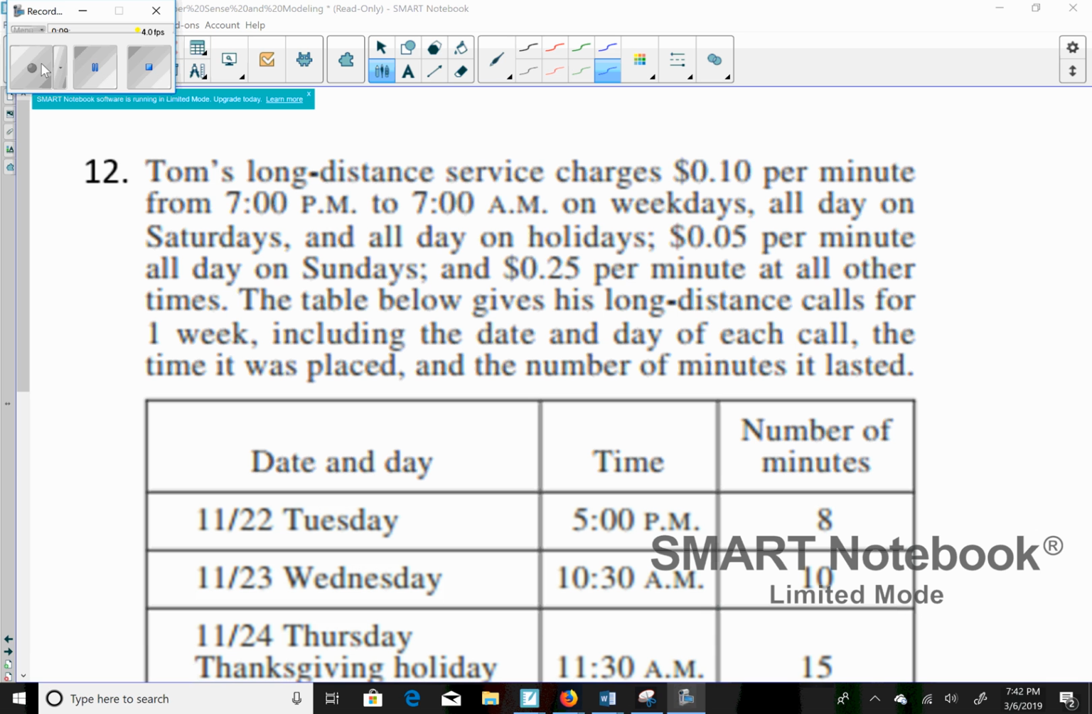Tom's long distance service charges $10 per minute from 7 p.m. to 7 a.m. on weekdays, all day on Saturdays, and all day on holidays. 5 cents per minute on Sundays, and 25 cents per minute at all other times. The table below gives his long distance calls for 1 week, including the date and day of each call, the time it was placed, and the number of minutes it lasted.